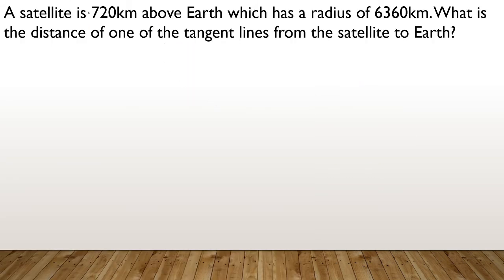So we have a satellite 720 kilometers above the Earth, and the Earth has a radius of, 6,000 rather, 360 kilometers is what the Earth's radius is. What's the distance of one of the tangent lines from the satellite to the Earth?